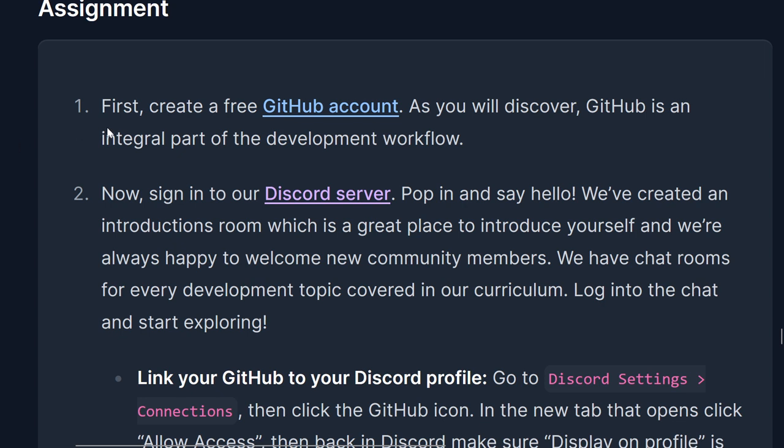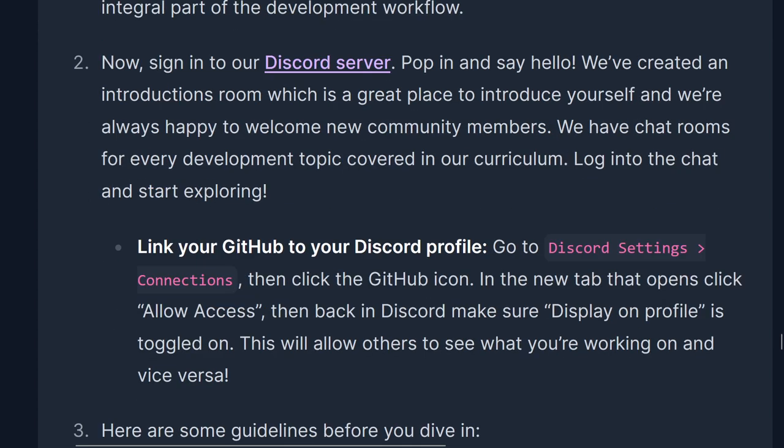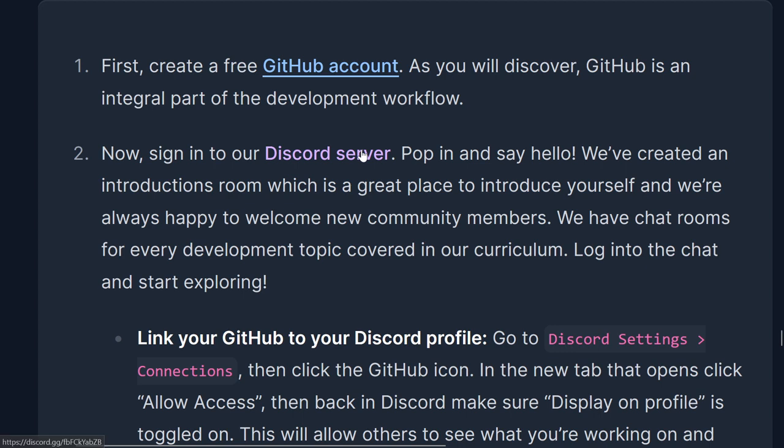Assignment. First, create a free GitHub account. As you will discover, GitHub is an integral part of the development workflow. So I have already made my GitHub account, so I'm gonna skip it. Now sign into the Discord server, open it and say hello. We have created an introductions room, which is a great place to introduce yourself, and we are always able to welcome our new community members.